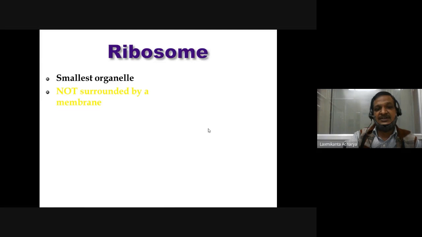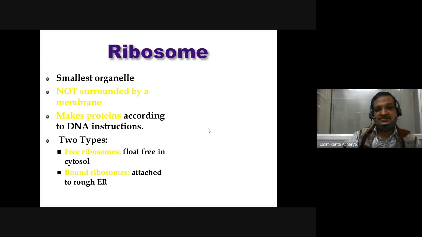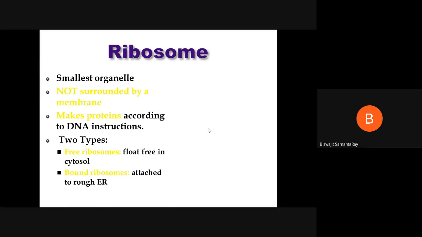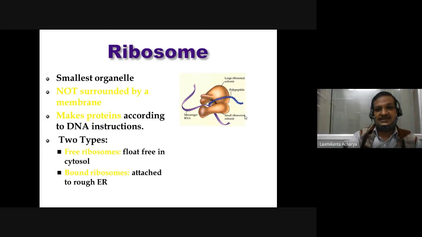And ribosome is made up of what? You can tell. RNA and proteins. Yes, ribonucleic. Okay. So these are the larger subunit. This is the smaller subunit, and it is made up of your proteins mostly, and these are attached to your endoplasmic reticulum, and sometimes these are also free floating in the cytosol.